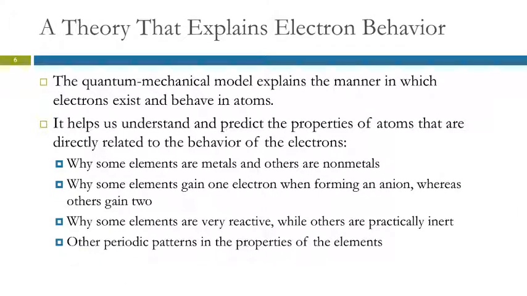So, the quantum mechanical model explains how electrons exist and how they behave in atoms. And it helps us to understand and predict the properties of atoms that are directly related to the behavior of the electrons. These sorts of things include why some elements are metals and others are nonmetals, why some elements gain one electron when forming an anion and others gain 2 electrons. Why is that? Quantum mechanics helps us to understand. Why some elements are very reactive, hydrogen's extremely explosive, while others, like helium, are inert, don't react with anything. And there are a lot of other periodic patterns we observe in the properties of elements that quantum mechanics explains.